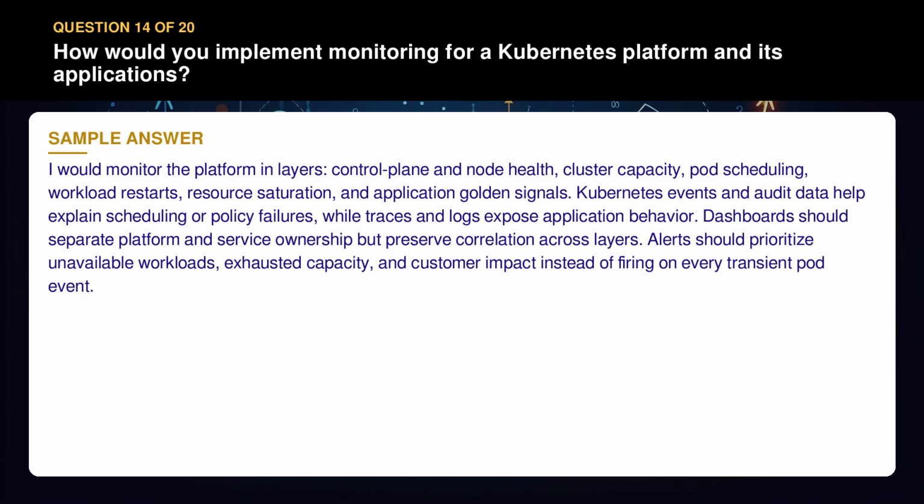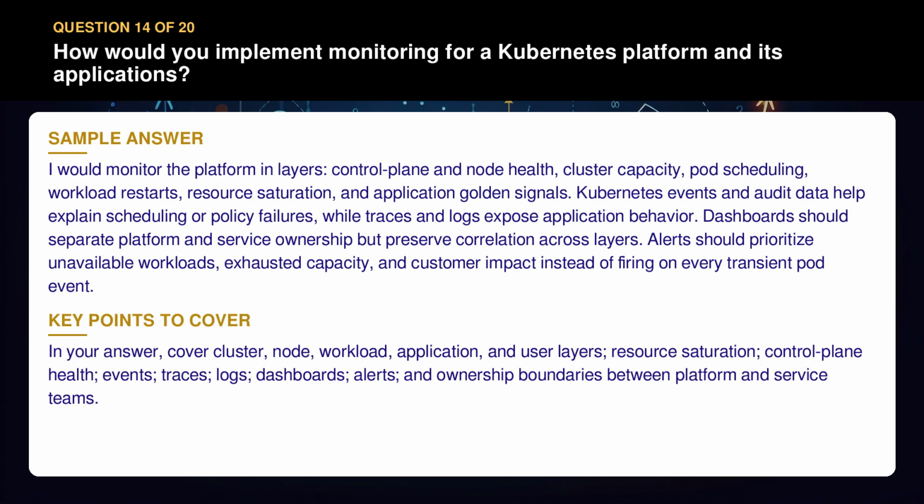Dashboards should separate platform and service ownership but preserve correlation across layers. Alerts should prioritize unavailable workloads, exhausted capacity, and customer impact instead of firing on every transient pod event. In your answer, cover cluster, node, workload, application, and user layers, resource saturation, control plane health, events, traces, logs, dashboards, alerts, and ownership boundaries between platform and service teams.